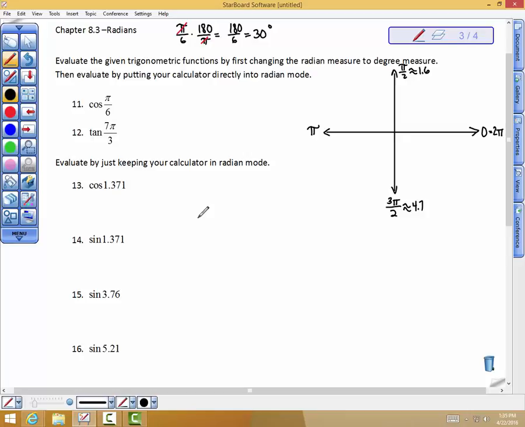Okay, let's do a little bit of work with our calculator and evaluate. Remember, evaluate means to find the value of the given trig functions. It says here by first changing the radian measure to degree measure, and then putting it in your calculator directly in the radian mode. Well, you know what I went ahead and did on the top of the screen here.